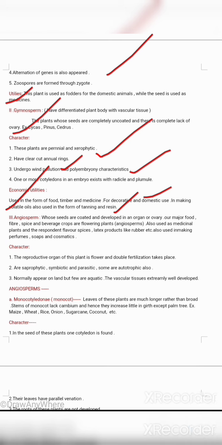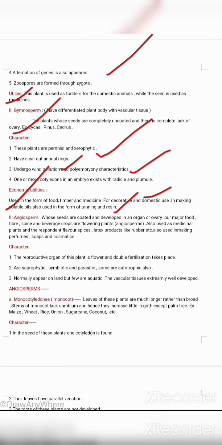What are angiosperms? Those whose seeds are coated and developed in an organ or ovary. They are major sources of food, fiber, spice and vivacious crops of flowering plants, also used as medicinal plants and fragrant flavor spices, latex products like rubber, etc. Also used in making perfumes, soaps and cosmetics.